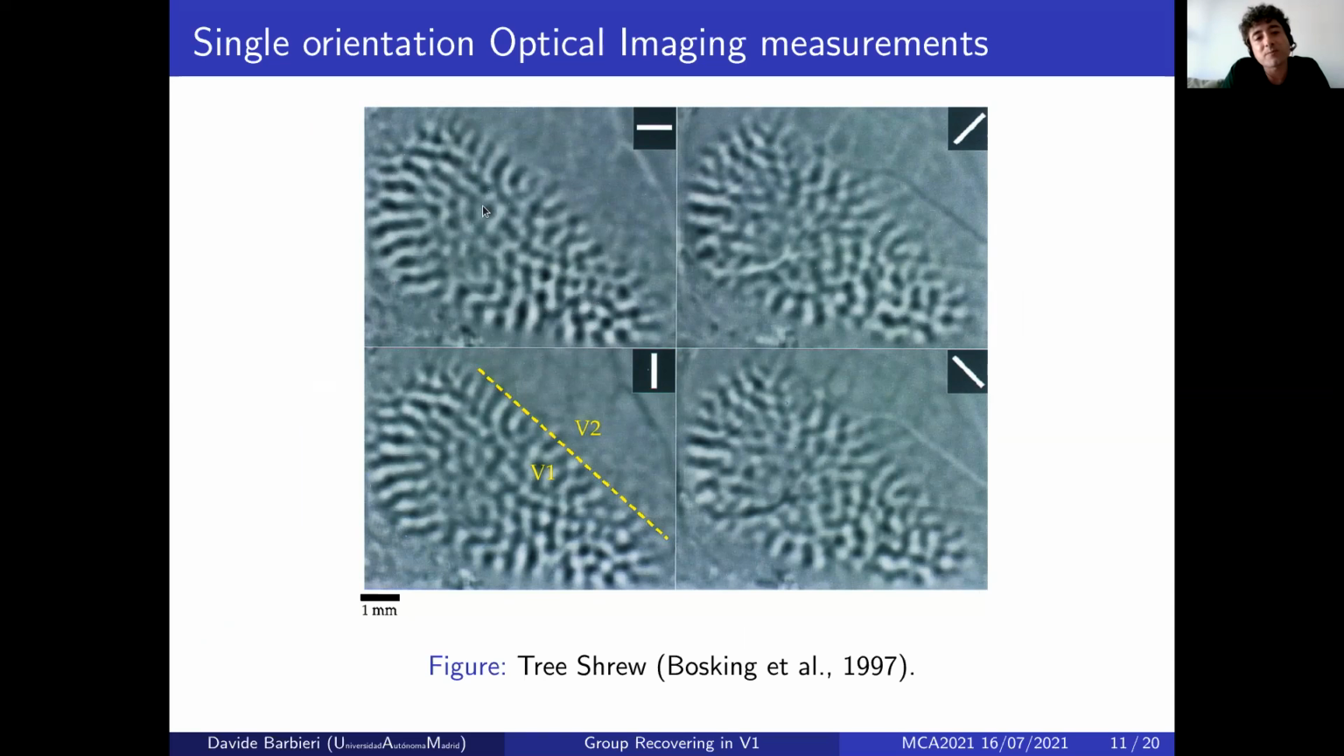So what are these diagrams? These diagrams are activated regions in a visual cortex of a small mammal, a tree shrew. And so the black areas represent cells that were activated by a stimulus that had the horizontal direction. Here you have cells that were activated by stimulus that has this direction. These are cells activated by stimulus with a vertical direction, etc.